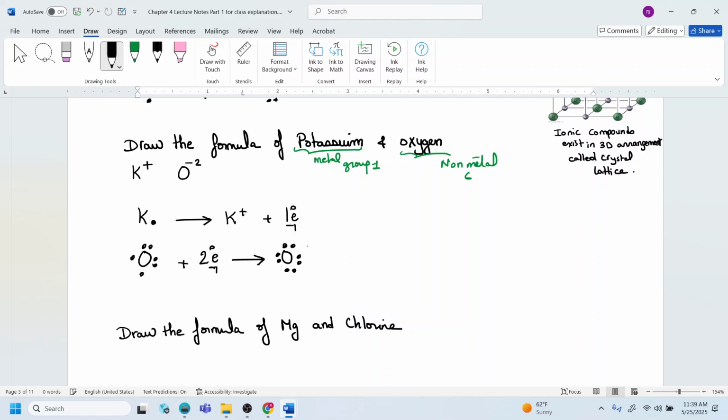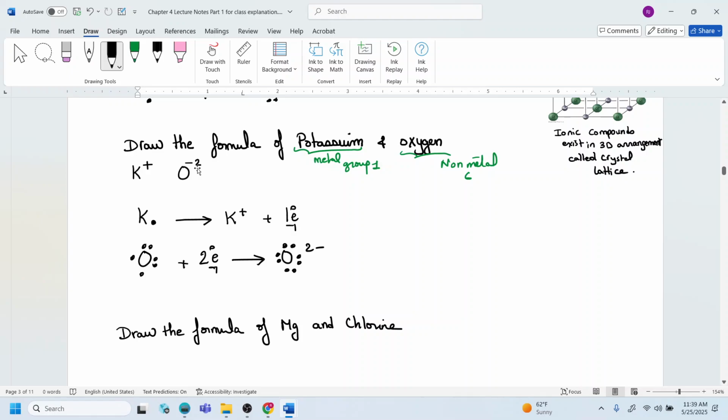Okay, in order to become an octet with a 2 minus charge, notice oxygen needs 2 electrons. But potassium only has 1 electron to give. So how many potassiums do I need to use? I need to use 2 potassiums in order to balance that oxygen.